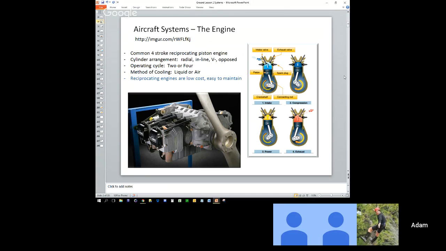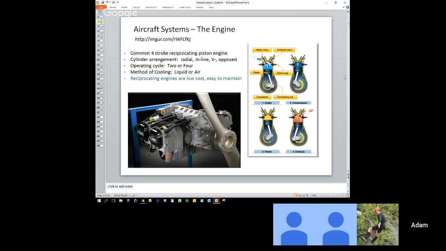And in your flying, 99% of your small piston aircraft engines are going to be opposed. I can't even off the top of my head think of a V engine layout in today's general aviation aircraft. And furthermore, they are predominantly going to be 4-stroke or 4-cycle engines.